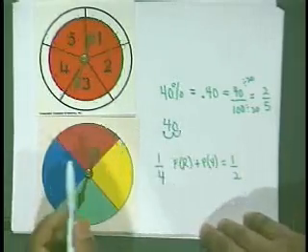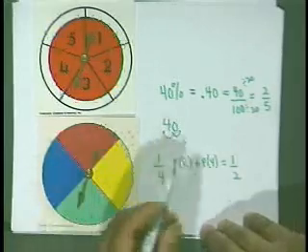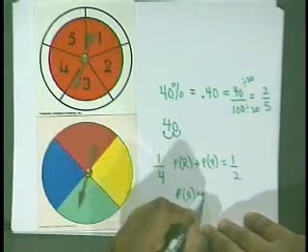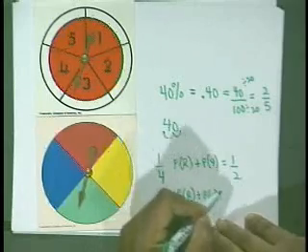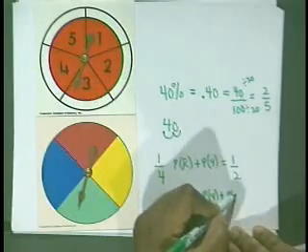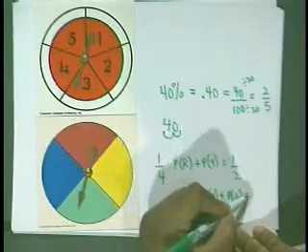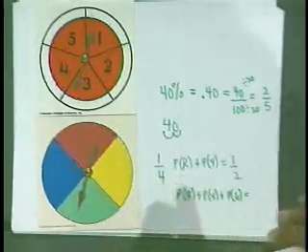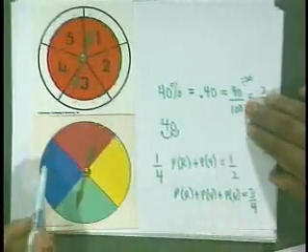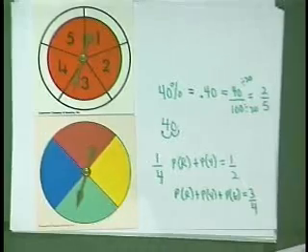And let's say we did the probability of red, yellow, or green. Remember each one is 1/4, so 1/4 plus 1/4 plus 1/4 would give us 3/4. And of course, if we did the probability of red, yellow, green, and blue, that would be the entire circle, or the entire spinner, which would be 4/4, or 100%.